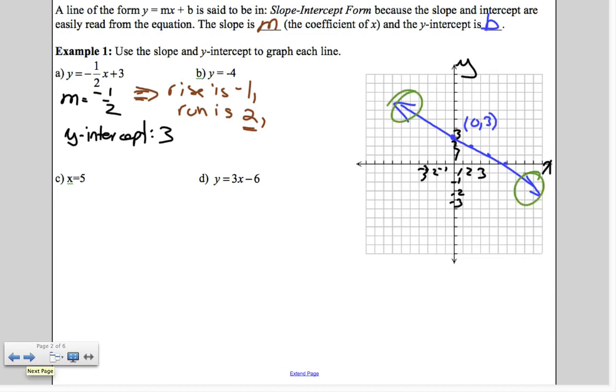So you need arrowheads. And you need to do this with a ruler or a straight edge.